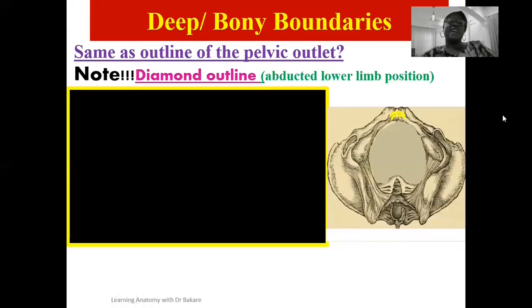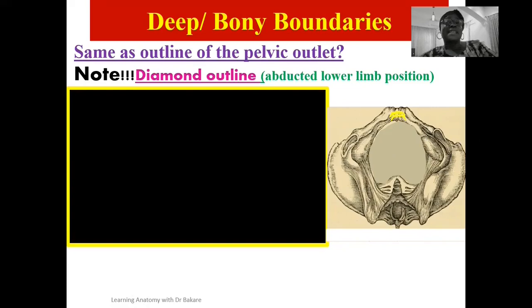So let's try and drive in through the deep boundaries first. This is also referred to as the bony boundary. This is the bony landmark of the perineum, and this is the same as the bony outline of the pelvic outlet. If you look at this inferior image here, this is where we have the pelvic outlet. This is an inferior view of the pelvic cavity. So if you look at it from the inferior side, this is the configuration that would be seen. And this is the configuration of the pelvic outlet also, because we say that the pelvic outlet is the inferior limit of the pelvic cavity.